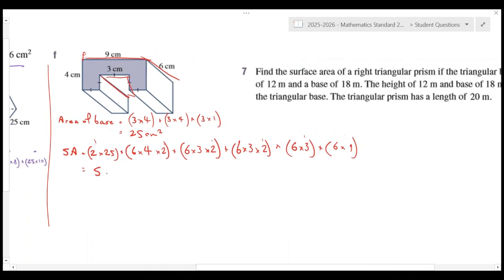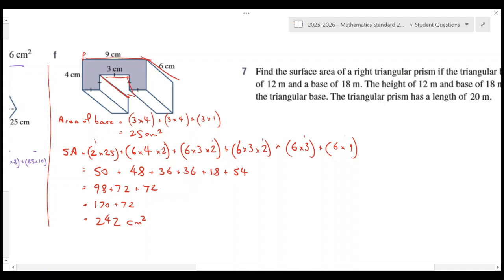2 by 25 is 50, plus 6 by 4 is 24, so that's 48, plus 6 by 3 is 18, is 36, plus 36, plus 18, plus 6 nines. Oh my lord, I've forgotten what 6 nines are. 54. So what do we got? 50 plus 48 is 98, plus 72, plus 72, which will give me 170 plus 72, which would give me 242. So I've got 242 centimeters squared.